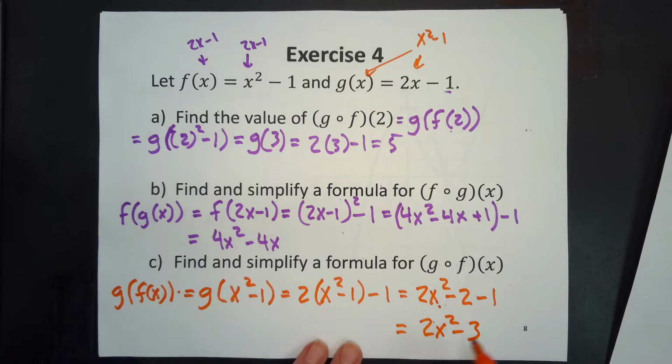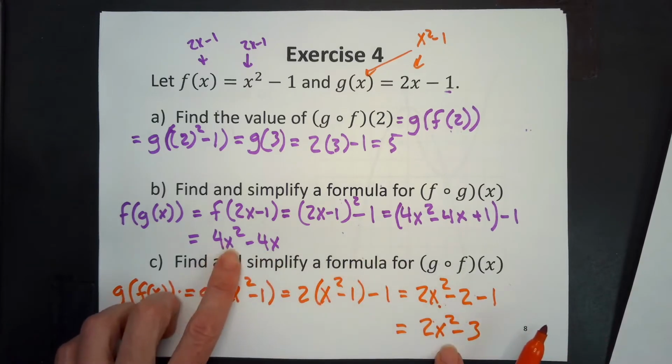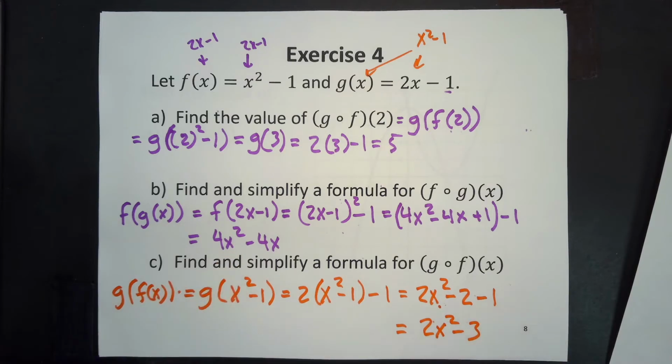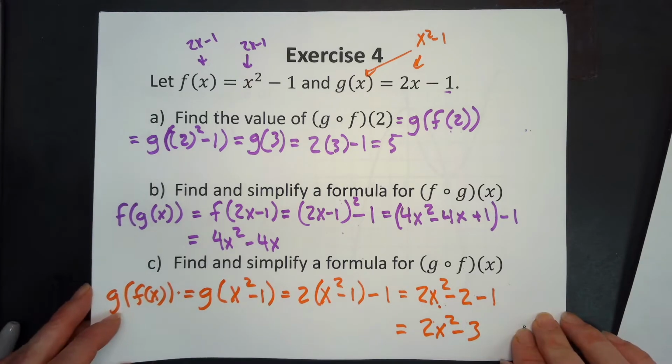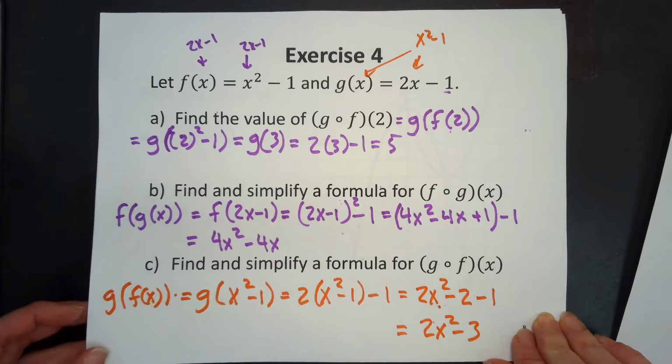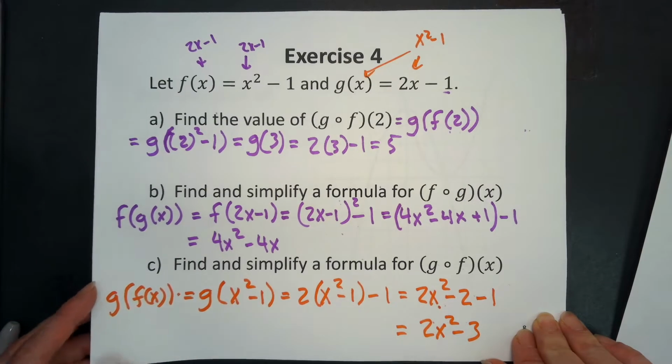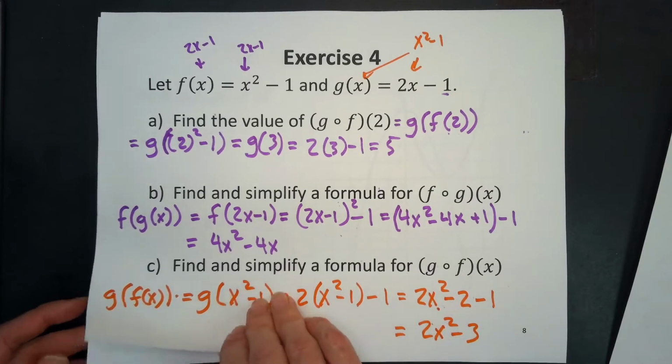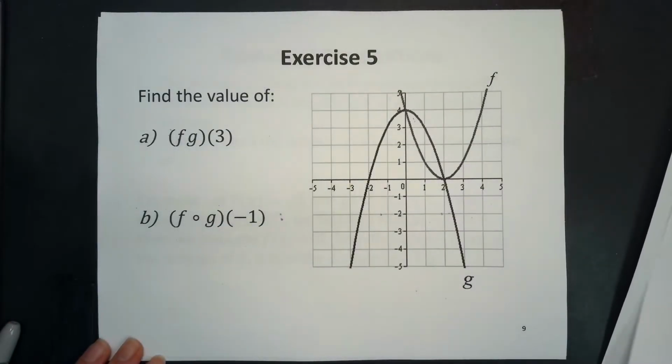So looking at this, we can see that these values are drastically different. So the order of composition matters. I can't just say f composed with g is the same thing as g composed with f. That doesn't happen. The only time it happens is if you have trivial functions, or you're composing them as inverses. We'll talk more about that in the next section. So you can see the order of composition matters.